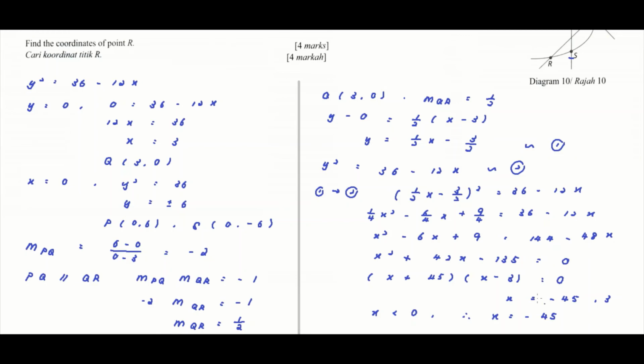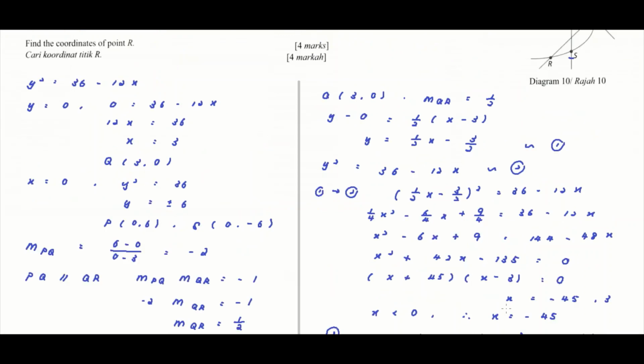Then we will substitute into the first equation, then I'll be able to get my answer. So y equal to 1 over 2 times -45 minus 3 over 2, and I'll be able to get -24. So my last answer is R: R is (-45, -24). It's slightly longer because of the calculation, but the idea is actually quite easy. So that's it for this question.